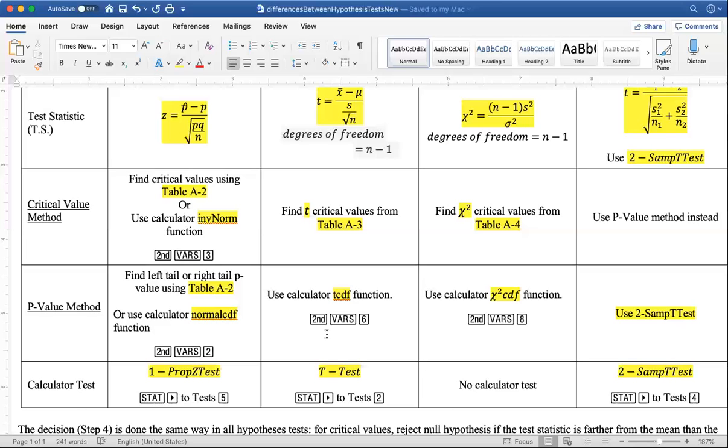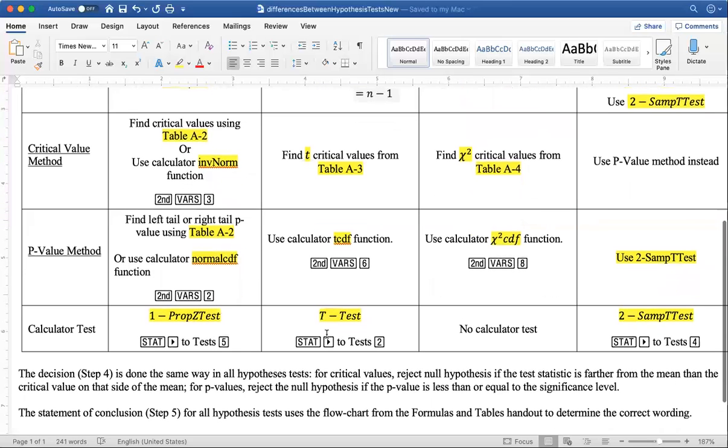So for a test statistic that falls below that degrees of freedom value, for the p-value you will find the area to the left of the test statistic, and so the lower bound for that is going to be 0, and the upper bound is going to be the test statistic. On the right side, since it goes to infinity, the lower bound is the test statistic, and the upper bound is a large positive number. And the p-value method for the difference between two means is just going to come from the 2-SampTTest.